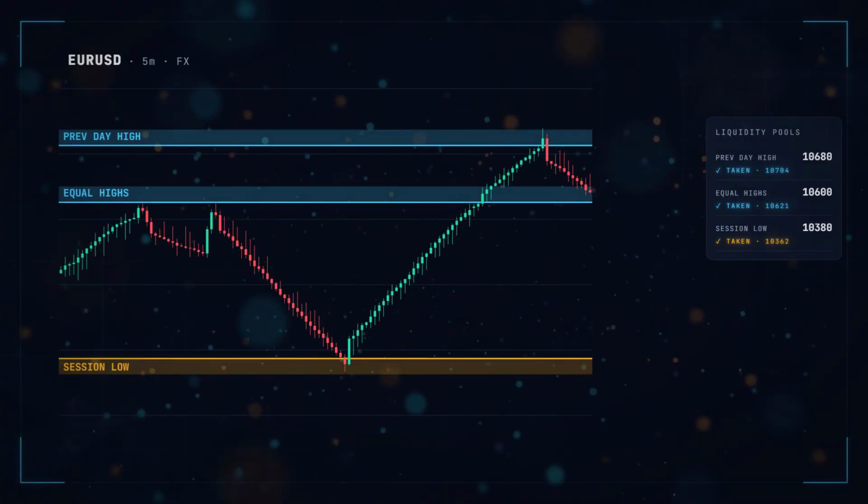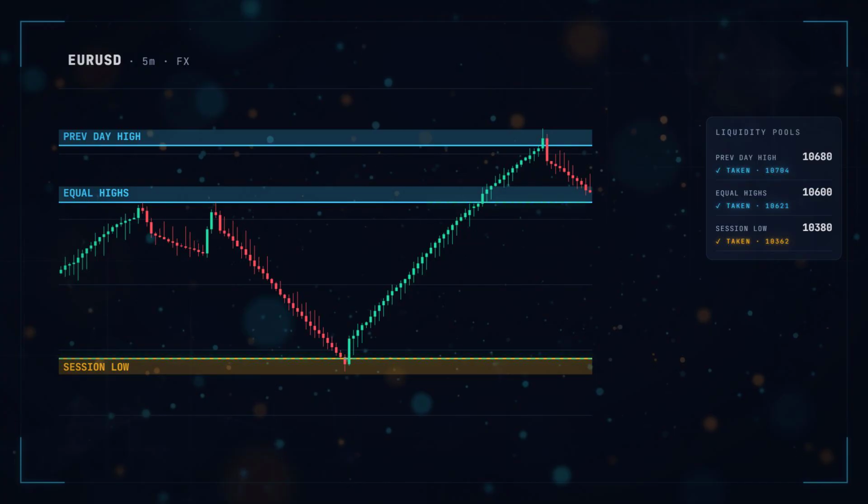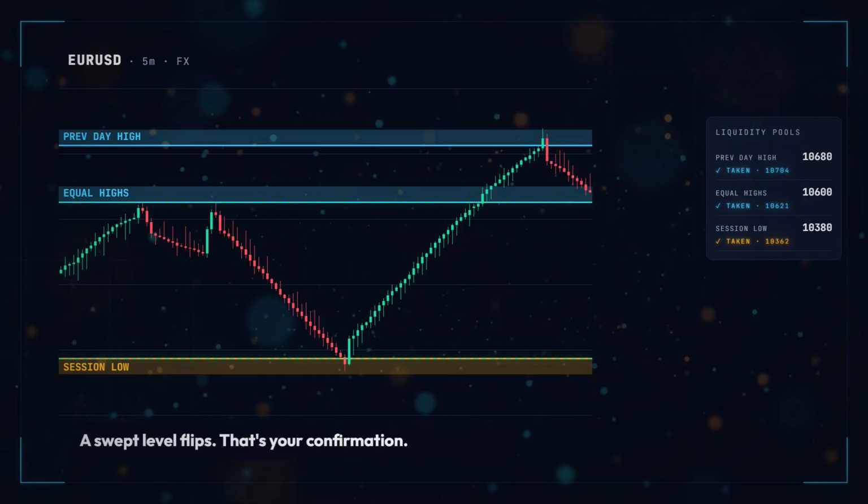And watch what the level does afterwards. The session low that got swept at 10,380, price never traded below it again for the rest of the day. The equal highs at 10,600, once taken, they held as support. A swept level flips. That's your confirmation the run was real.